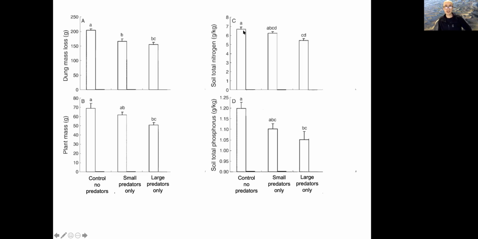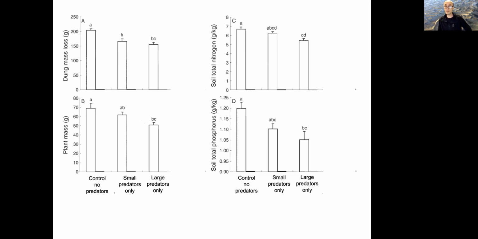If you add the large predators, it looks like the large predators might be a little more effective at depressing the dung loss. Maybe they're just more voracious and they eat more of the dung beetles. It looks like soil nitrogen goes down even further. Soil phosphorus goes down even further. And now plant biomass is definitely lower. This is significantly lower than this. Man, it looks like it's almost 10% or something like that.